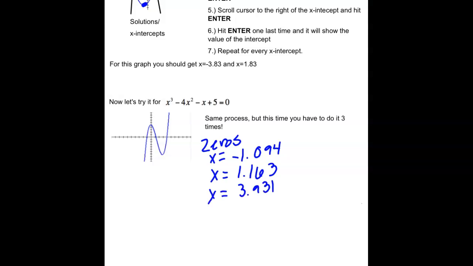All right, let's go ahead and write those down. My first 0, my x was negative 1.094. My second one was 1.163. And my third 0 was 3.931. So finding zeros is really the same as finding max and mins in terms of the process to use our calculator. But with zeros, we're looking for where we actually hit the x-axis. In other words, where y is 0. So on your homework today, I'm going to have you add finding the zeros to each of the questions. It's going to ask you to find max and mins. I also want you to find the zeros for those.